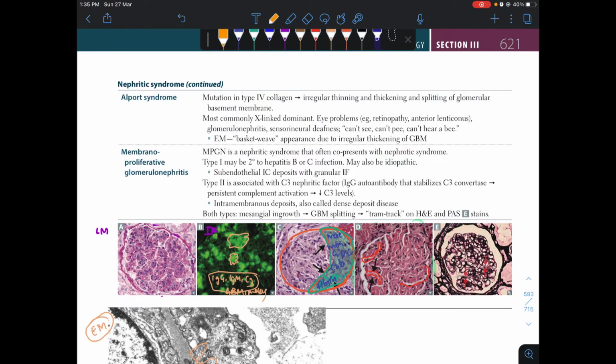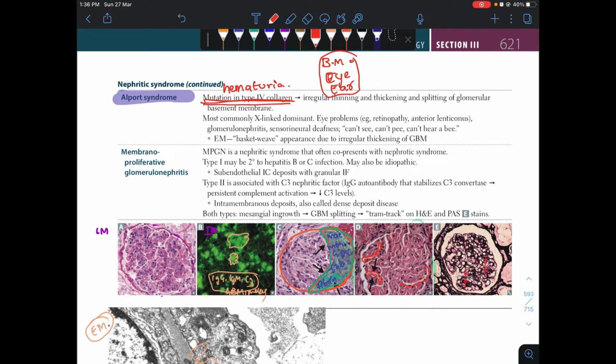Next, we have Alport syndrome. In Alport syndrome, we only see the hematuria. This hematuria is due to mutation in type 4 collagen. As we know, type 4 collagen is present in basement membrane and in ocular, that is the eye, and in the ear. Type 4 collagen is present in these places.